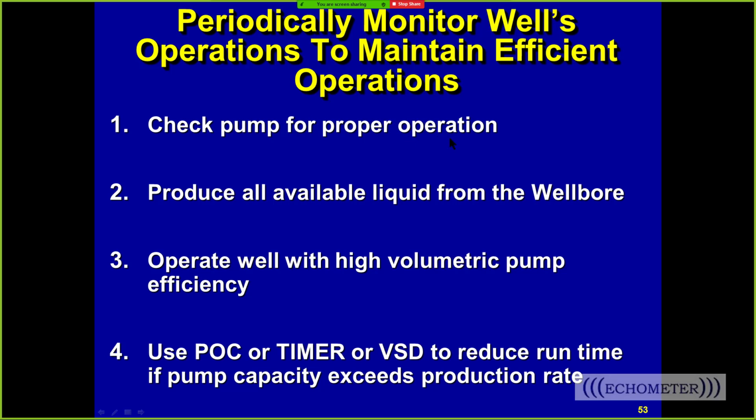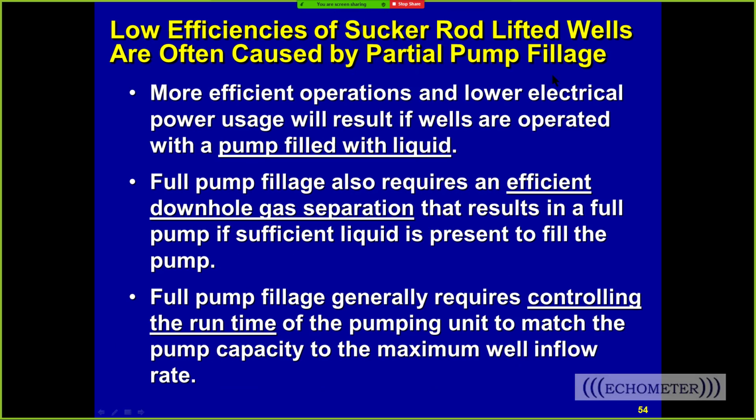You need to make sure that your pump maintains proper operation and is filled with liquid. Make sure your volumetric pump displacements are full, and when they're not, you need to control runtime to pump with a full pump. Low efficiencies are caused by incomplete pump fillage, so make sure your pump is filled with liquid. Make sure your gas separator has sufficient capacity to maintain a pump displacement filled with liquid. And when you have excess pump capacity, control your runtime.